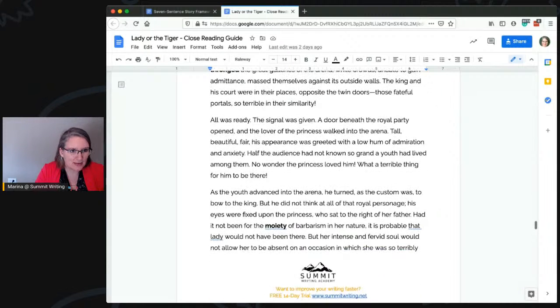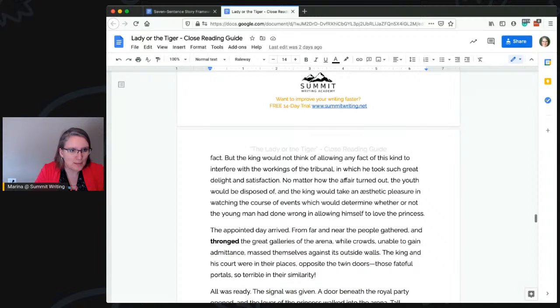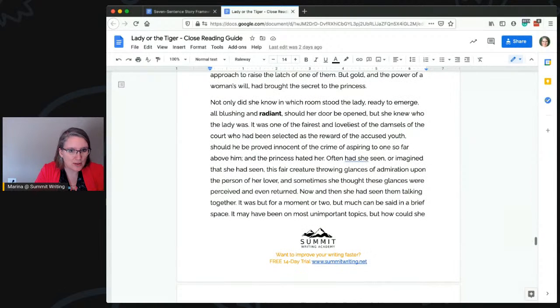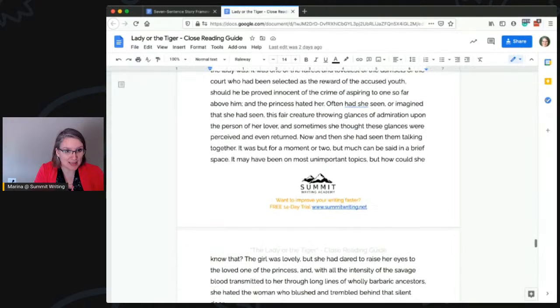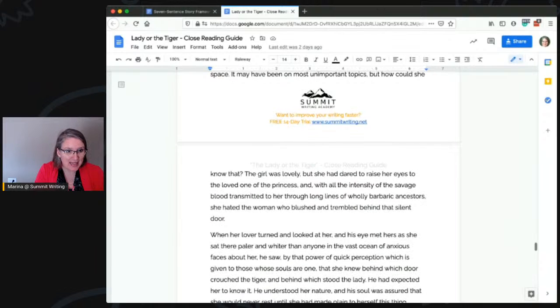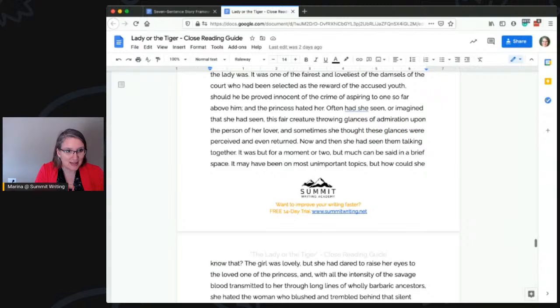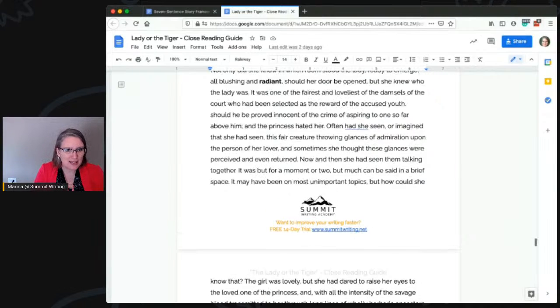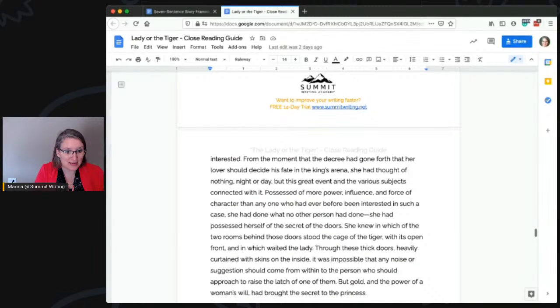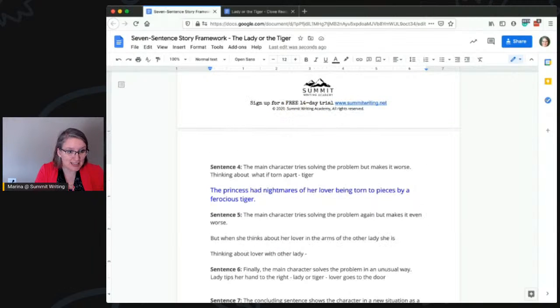Let's see here. It talks about, yes, not only did she know in which room stood the lady ready to emerge, all blushing and radiant should her door be opened, but she knew who the lady was. So she knew who the lady was, and she had seen them talking together. She is jealous. Jealous, jealous, jealous. And, let's see here. She is something with jealousy.